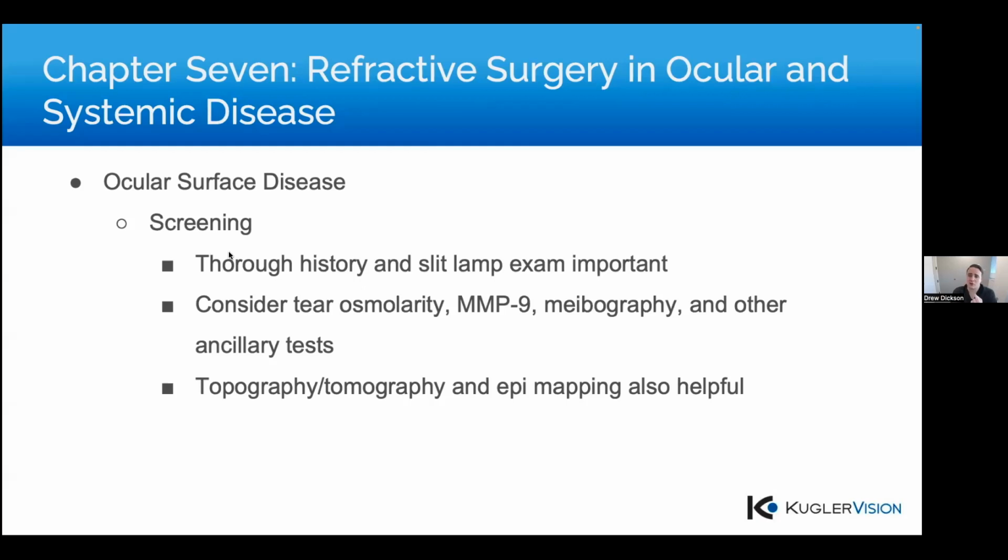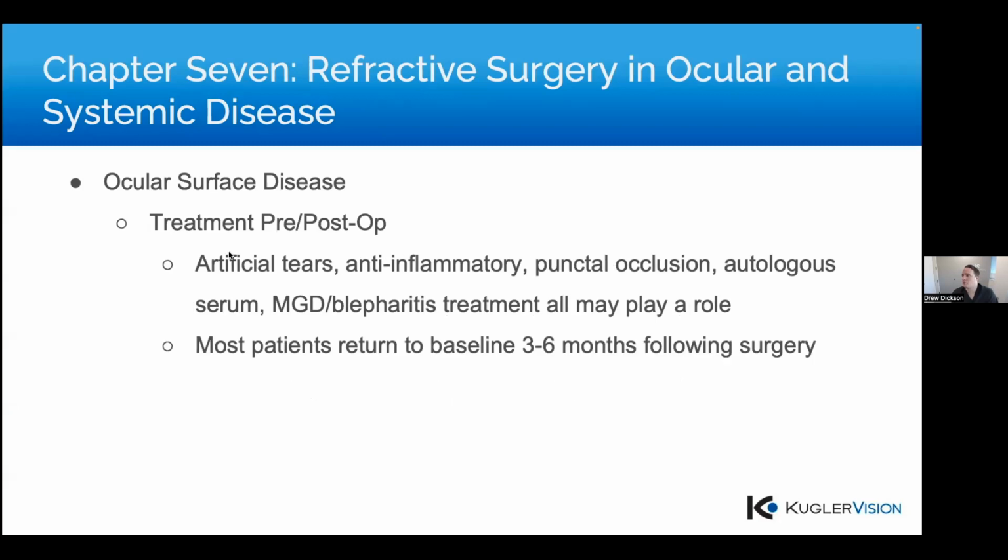You, of course, want to be looking for blepharitis and meibomian gland disease and punctate epithelial erosions and tear breakup time and all that on your slit lamp exam. But you can also consider some testing for tear osmolarity, MMP9, meibography, where you're actually visualizing the meibomian glands, and some other tests. Topography, tomography, and epimapping are also very useful when evaluating the ocular surface.